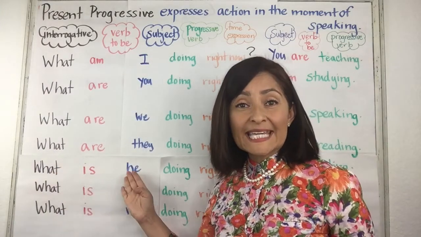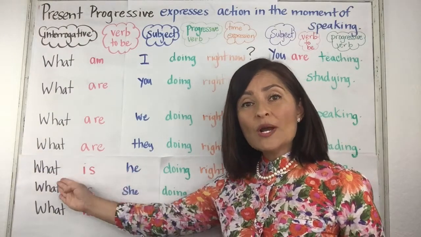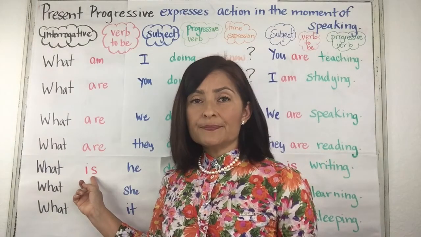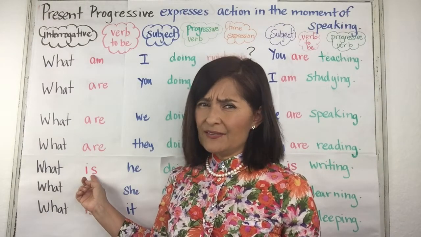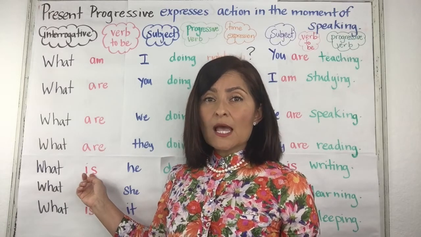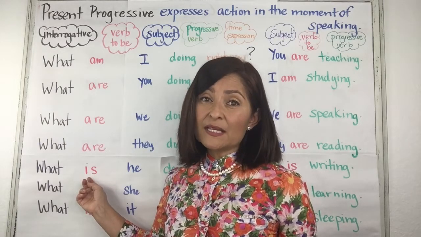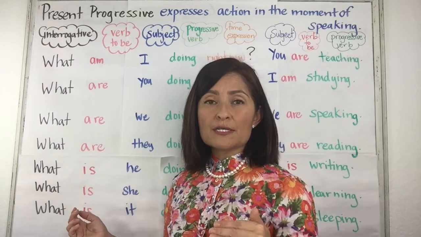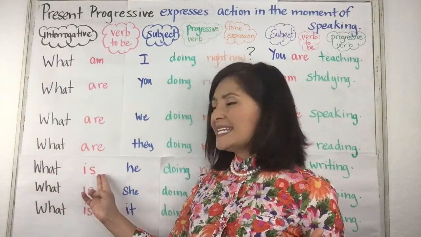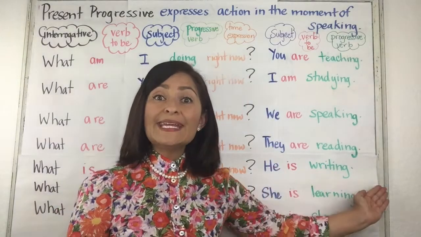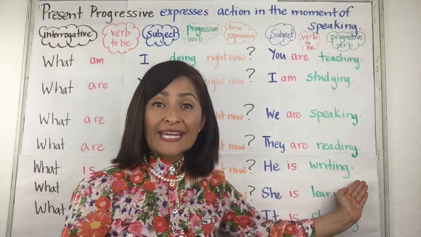What is he doing right now? Let's stay right here for 1 second. It's pronounced like a Z, even though it's an S. So it's not is, it's is, like a Z, like in zebra or zoo. You use the Z pronunciation. So, what is he doing right now? He is writing.